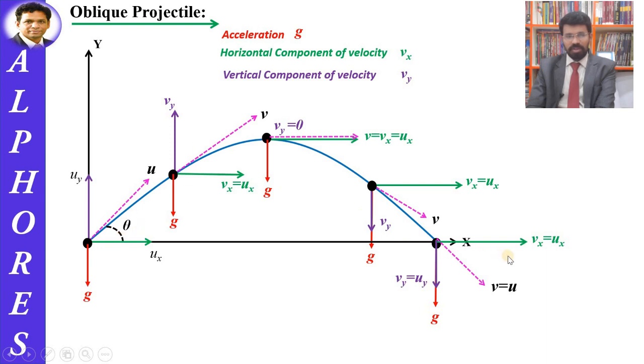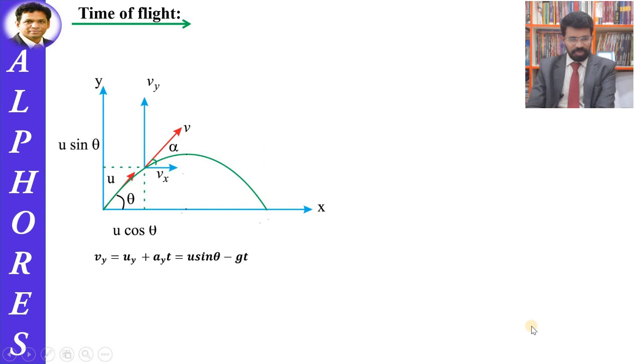Change in momentum is also important. Change in momentum means final momentum minus initial momentum. You know how to calculate momentum: momentum is mass into velocity. With that you can calculate the change in momentum. The next one, what we have seen, this one. Here, what is the conclusion?